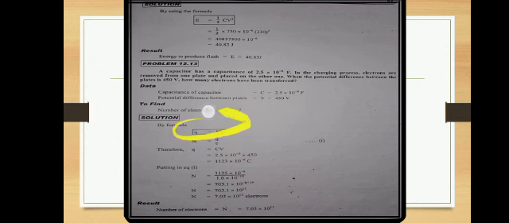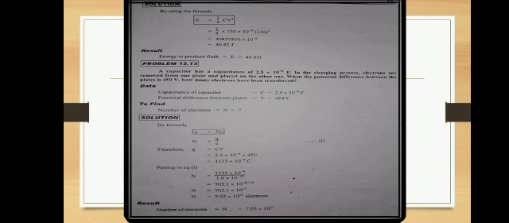Q is equal to NE, N is equal to Q over E, right? And we know Q is equal to CV. So first calculate Q by using this formula. Now you have calculated Q. Now put the value of Q in this equation, equation number 1. So these are the number of electrons that are transferred, 7.03 into 10 raised to 13. It has no unit because they are number of electrons.